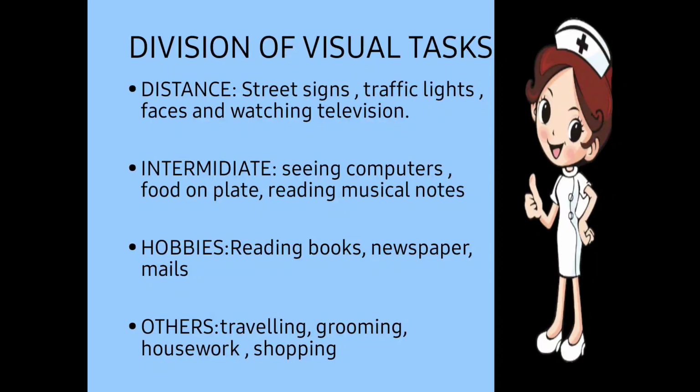In case of intermediate: seeing computers, food on the plate, reading musical notes. Okay, these are the intermediate tasks. Does the patient see them clearly and perform them comfortably? We are supposed to deal with these things. Next one, hobbies. Can the person read books properly, read the newspaper, read mails? Next one, others. What other things does the patient do? Traveling, grooming, housework or shopping. All these are the division of the visual tasks. Those tasks are related to the vision of the patient and are divided into different categories. So we are supposed to find out whether the person deals with them comfortably or not.